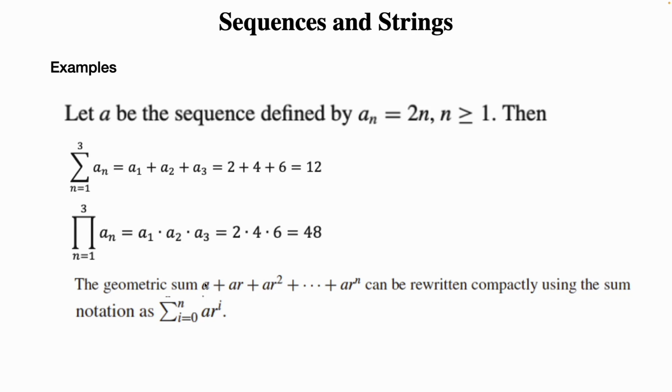So a is the first term. The next term is a times r. ar squared is ar times r. The next term would be ar cubed, which would be ar squared times r. Okay. So this can be written as the summation i equals 0 to n of ar to the i.